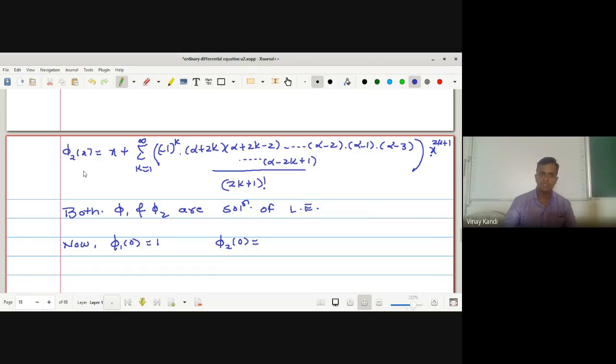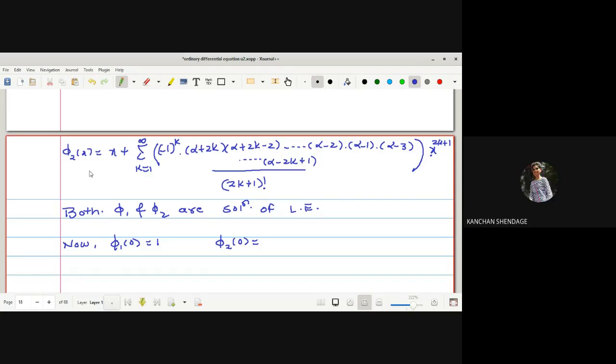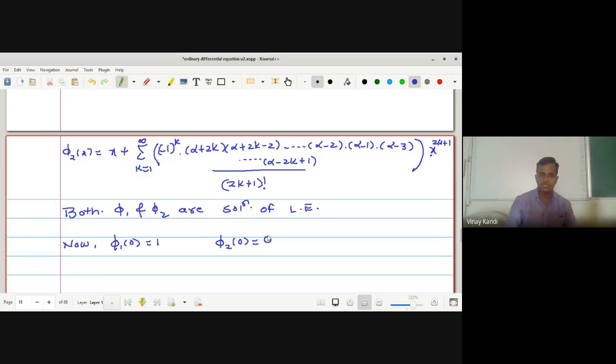what is the value of phi 2 of 0? आहात का? जागे आहात का? 0 Yes, sir. 0 सांग. Phi 2 of 0. 0 is 0.